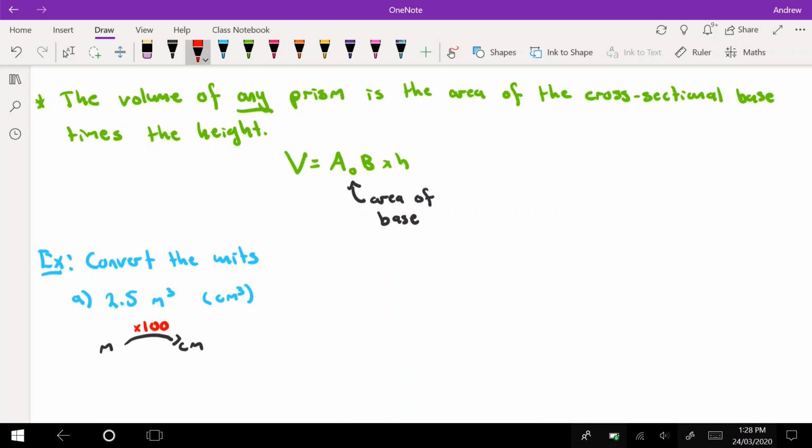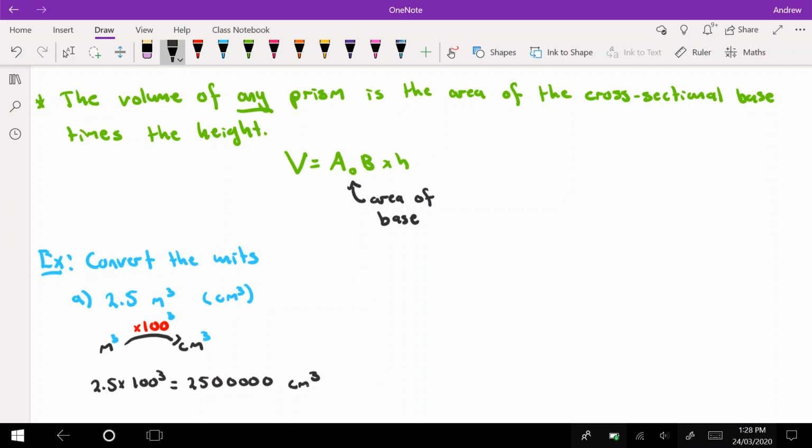I always try and think about it in my head. So like if I have 1 meter, how many centimeters do I have? Well, 1 meter is 100 centimeters, so obviously I need to multiply by 100. Well, if now we're saying it's cubed, we have to cube that conversion rate as well. So we're timesing 2.5 by 100 cubed, which gets us to 250,000 centimeters cubed.